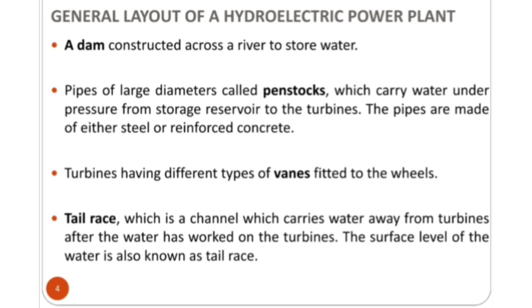So then this water under pressure will strike the vane. So next part will be the vanes, which are fitted to the wheels of the turbine. So what happens after striking the vanes, the wheel of the turbine or the runner of the turbine will start to rotate and work will be done. So after work is done, this used water should be carried away from the turbine. So that is, by using a channel that is called as a tail race, the water will be carried away from the turbine. The surface level of the water in that place is called as tail race.